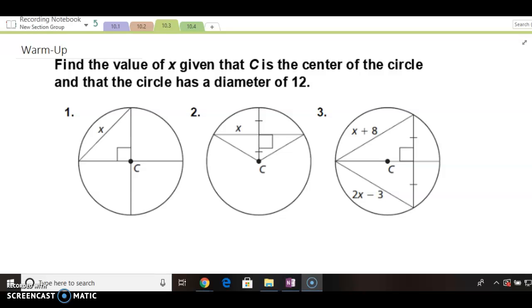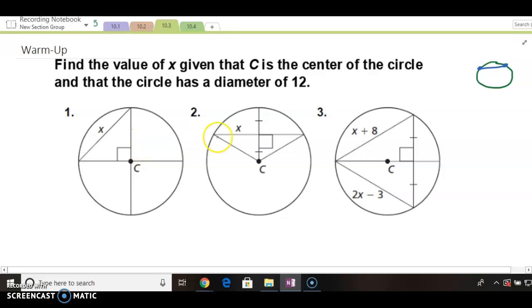All right, guys, this is the video for section 10.3, and in 10.3 we're going to be talking a lot about chords of circles. Now if you remember, a chord, if we have a circle, is basically a segment that starts at one point on the circle and ends on the other. It doesn't have to be a diameter, but it does need to go through the circle.